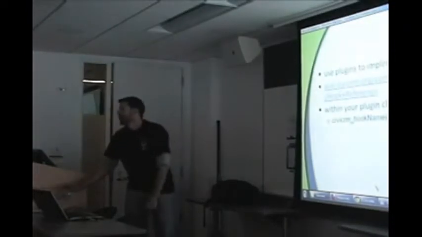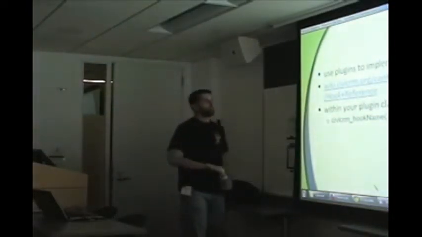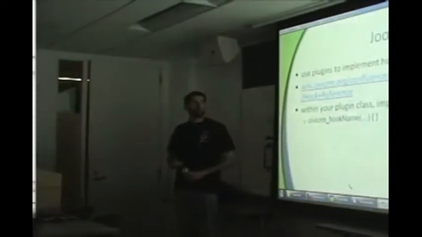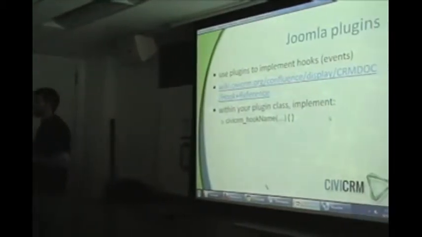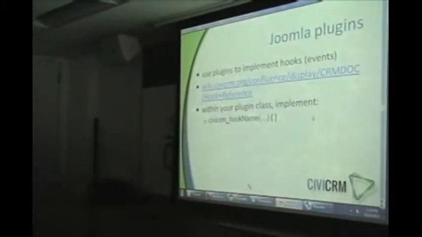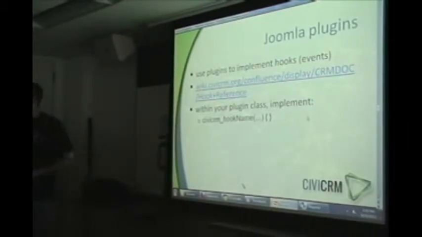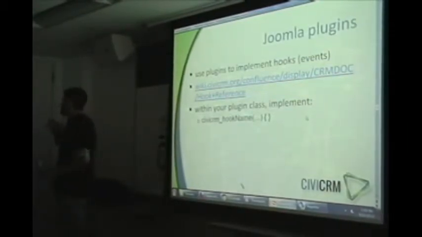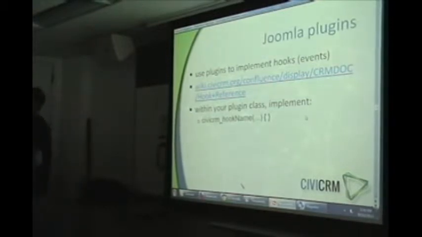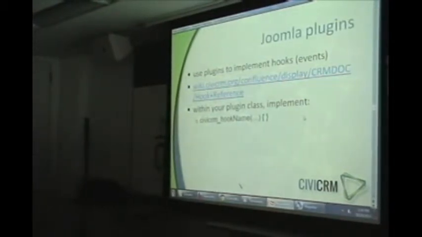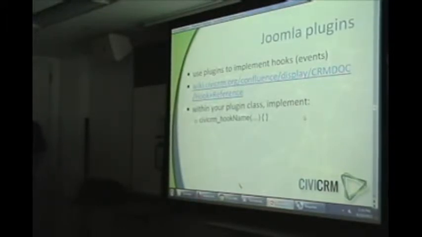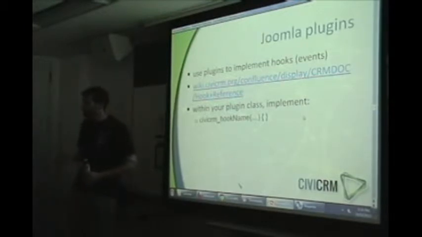All right, so those are overrides. Let's talk about Joomla plugins. We use plugins to implement CiviCRM hooks, and CiviCRM hooks are basically what in Joomla we refer to as event triggers. You know how there's onDispatch and onAfterDispatch and onUserAdd and onGroupAdd, and there's a bazillion different events in native Joomla that you can implement in your plugins. CiviCRM calls them hooks.